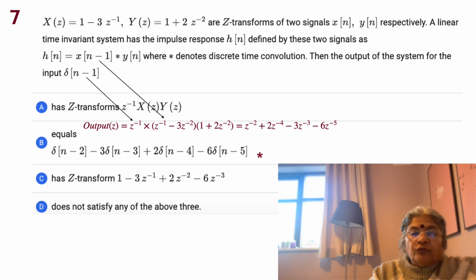We can start off from the first component, wherein we see that we have a delayed impulse as the z inverse of z raised to minus 2, delayed by 2 time units. So delta n minus 2. The next component is plus 2 times, the amplitude is there, again delayed by 4 time units, so delta n minus 4. Then we have minus 3, a delay of 3 time units, so delta n minus 3, and then minus 6 delta n minus 5.